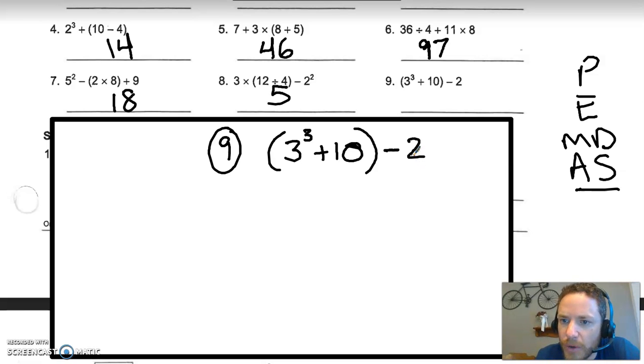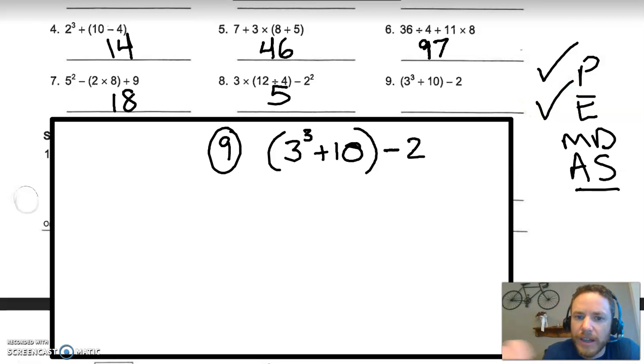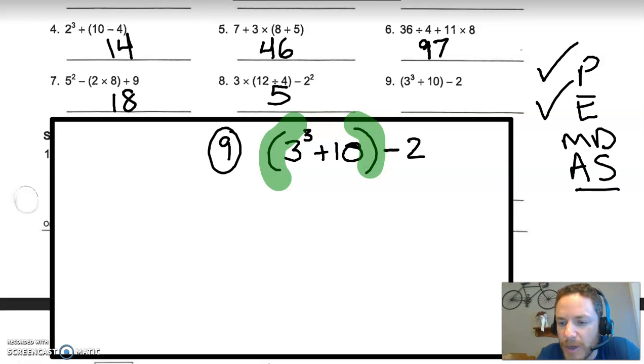So this has both a parenthesis and an exponent for us to start. So here's the deal. What I need to focus on right now is doing everything inside parentheses and leave the minus 2 for the end. So I can tell you right now I can skip all the way to the bottom and write minus 2. So I'm going to do that very, very last. Now what I need to focus on is doing the 3 to the third power plus 10.